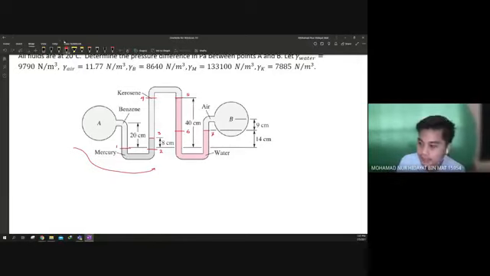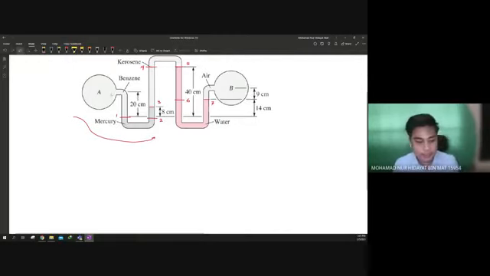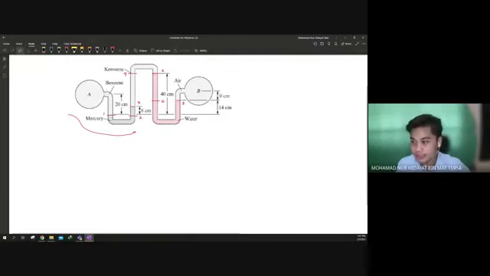Alright, and then we start with the manometer equation. This is very important. So start from A, go to 1. So P minus 1 or PA minus 1? Anyone? If we start from A to 1, that means 1 minus A. Okay? Final minus initial. So it is negative.